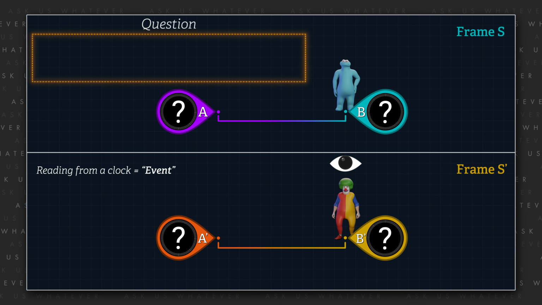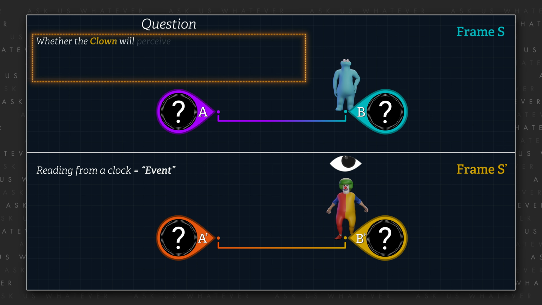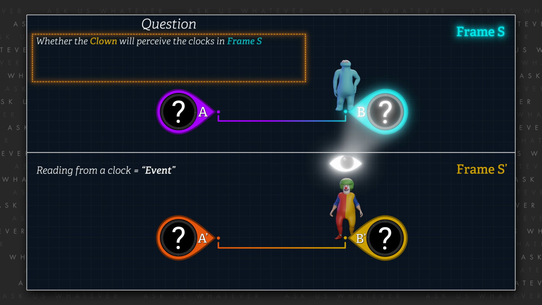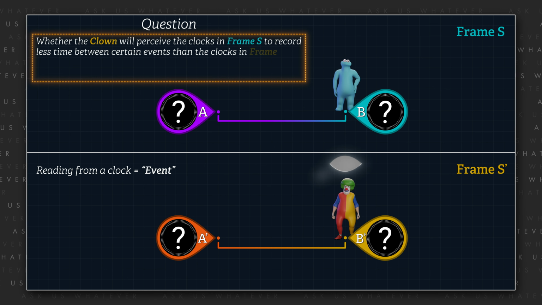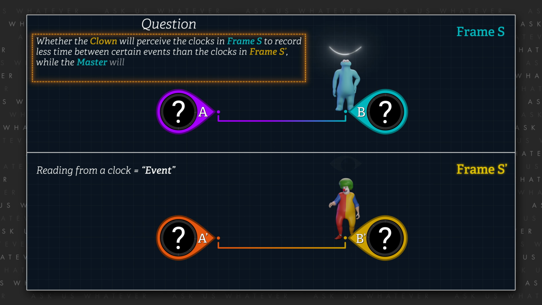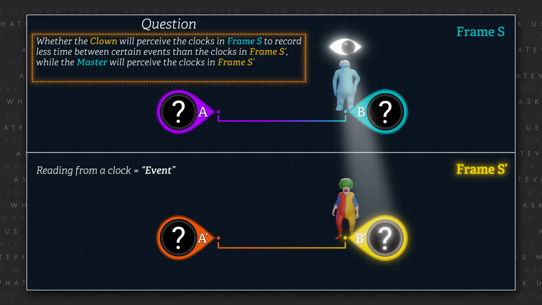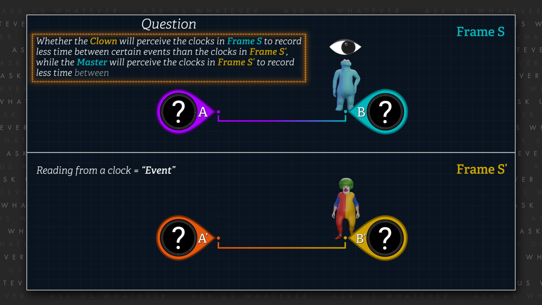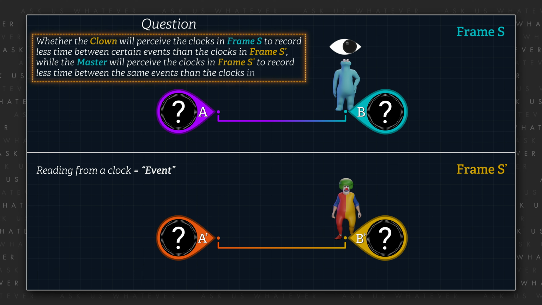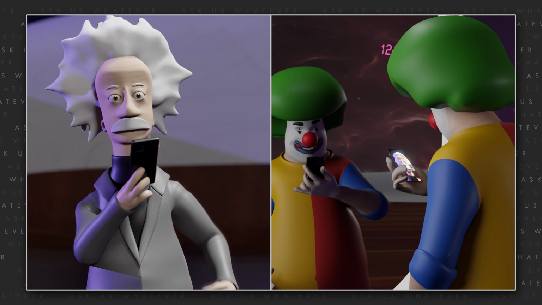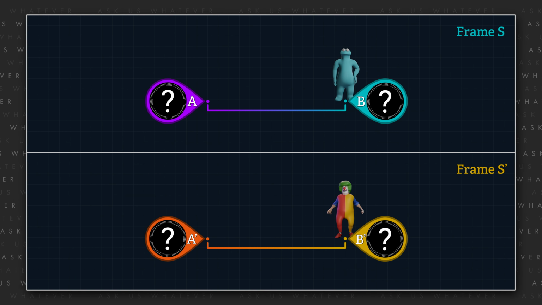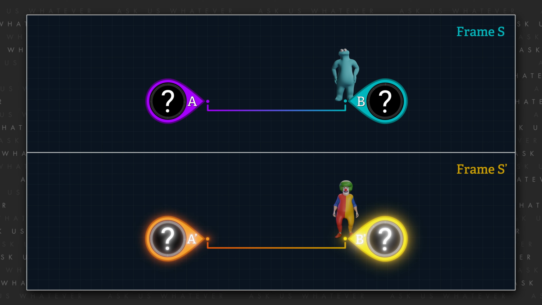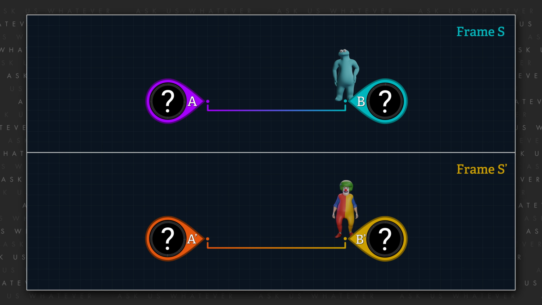The question that we will ask is whether the clown will perceive the clocks in frame S to record less time between certain events than the clocks in frame S prime, while the master will perceive the clocks in frame S prime to record less time between the same events than the clocks in frame S. Recall that the clown helped to synchronize the spaceship clocks A and B in episode 7.2. We will now rename these clocks A' and B' to signify that they and the clown are in frame S prime.